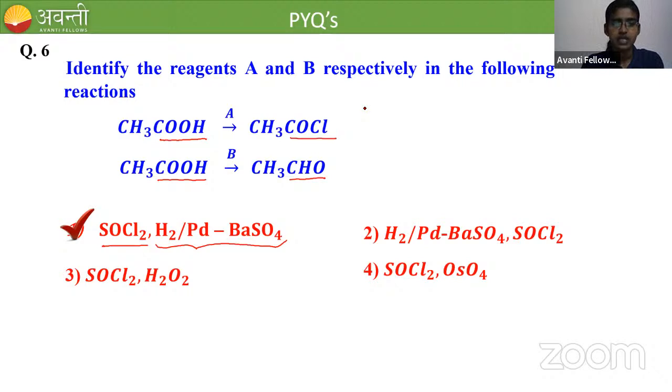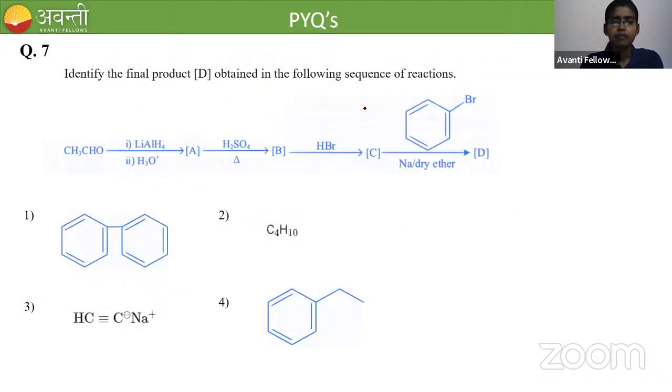Let us move on to question number 7. Identify the final product D obtained in the following sequence of reactions. I'll give you 30 to 45 seconds for this question. Try to find out the compound D and tell me which option is correct.